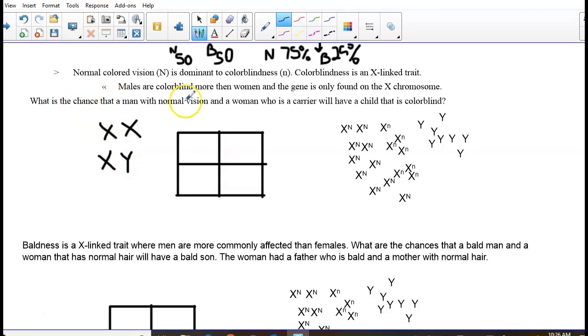So it says, what is the chance that a man with normal vision? So we know that this is the male, he's normal. So he's going to have a big N on the X and nothing on the Y because this trait isn't carried on the Y chromosome.